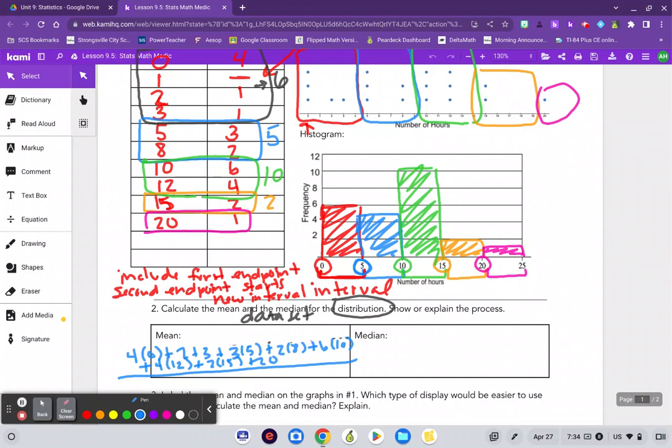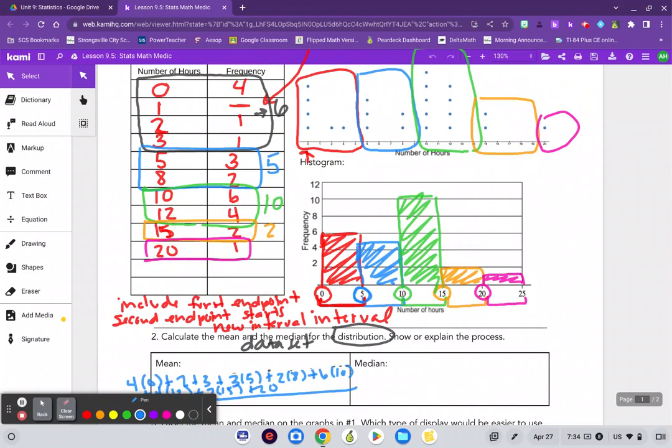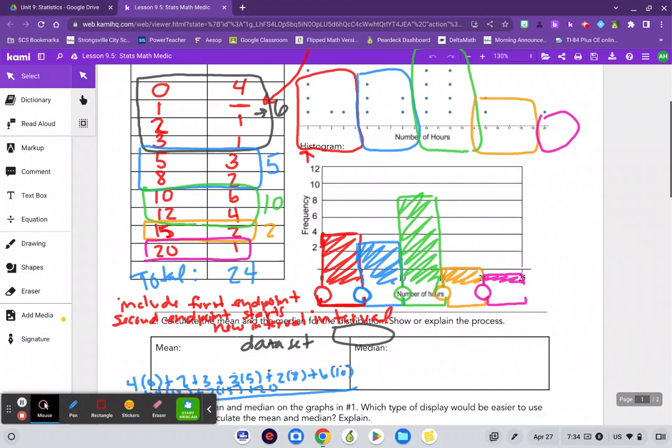I have to divide by how many data pieces there are. And so in order to determine the number of data pieces, I can either add up all these dots or I can find the total in my frequency table. And so if I add up all the dots or add up my frequencies, I've got 4, 5, 6. Oh yeah, we have these totals at the end. So 6 and 5 is 11, and 10 is 21, 22, 23, 24. So I'm going to divide by 24.